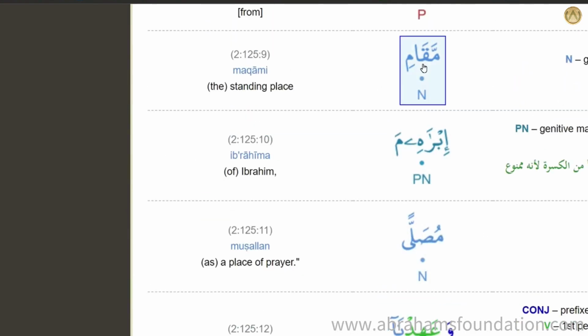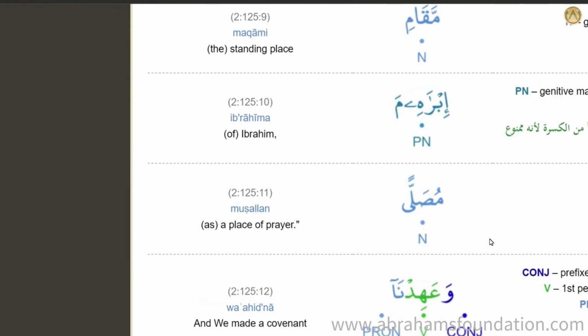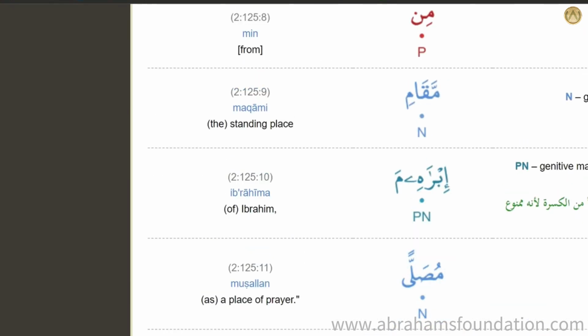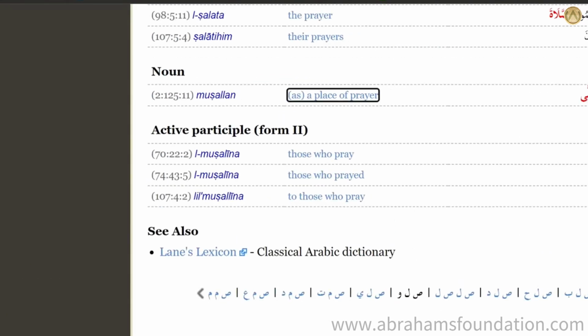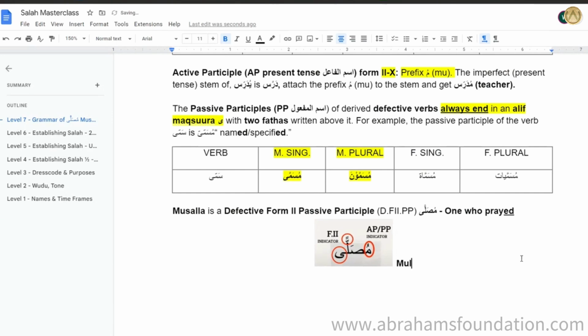Basically, take this maqam Ibrahim as someone who did salah, who was going to do salah. So the final thing, which I didn't put in the document, which I should have, but I don't have space, is how to make it musallin. How do you make Muṣalla plural? And you have it here. I put it here.